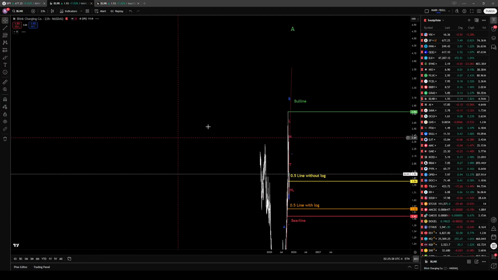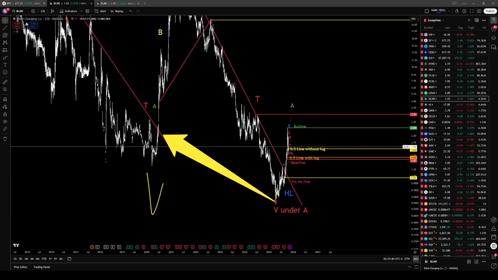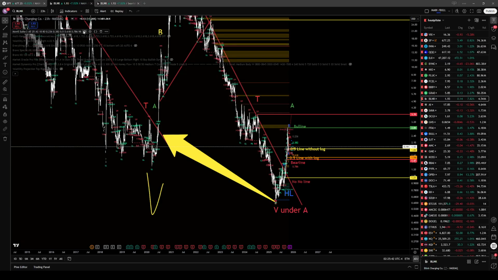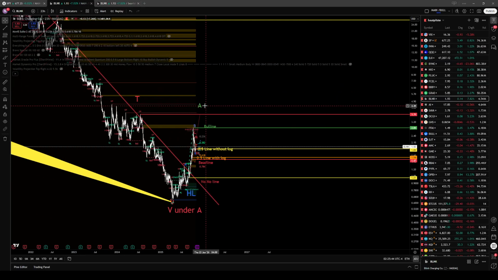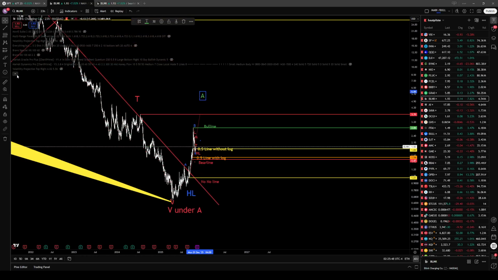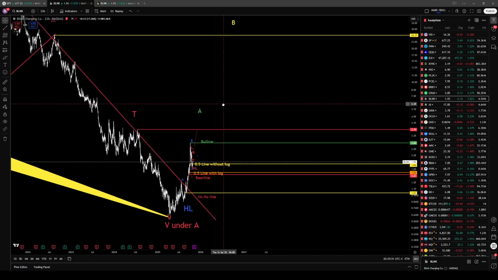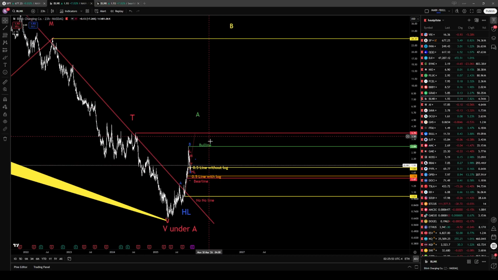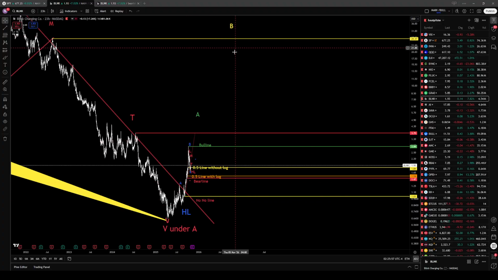Why? Just because we have liquidity zones here. Your A could already be here at $6. Then you get a little A pullback, most likely a 0.5 from this one here, and you go to a B.